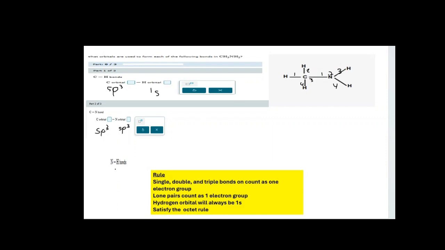Again, for nitrogen, you can just copy it from up here before. We know that the orbital for that one is going to be sp3. And then we already know the orbital for hydrogen from the rule right here, which in this one is just going to be 1s. And that is pretty much how you solve this problem.